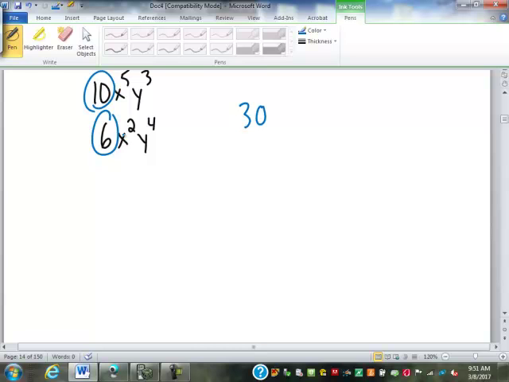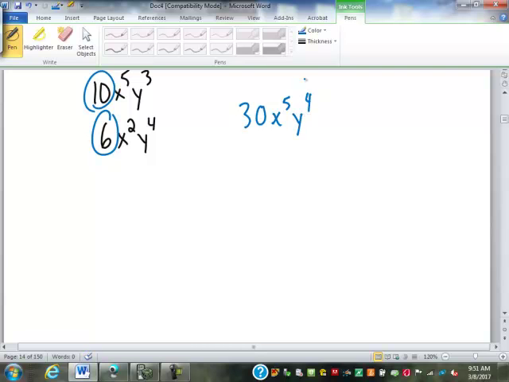Now for the variables, depending on which direction we're going, if we're doing factors or multiples, we either take the smallest or the largest power. For multiples, we take the larger of the powers. So between the x squared and x to the 5th, we're going to take x to the 5th.